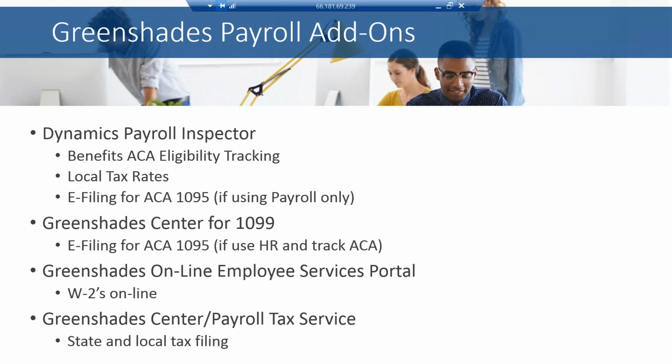Okay. Greenshades also provides an online employee services portal, which allows you to have W-2s online. So an employee can actually go to a portal and look at their W-2, print their W-2, etc. And then lastly, Greenshades Center or their payroll tax service products will actually allow you to do state and local tax filing. So as we talk about what's in GP versus what has to be augmented using these tools, hopefully this will give you at least a summary.